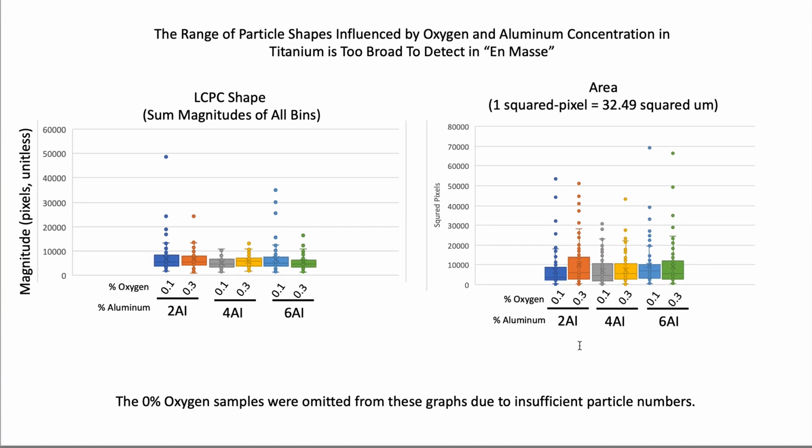Due to the wide range of particle sizes in every image, that is, each image has very small particles and very large particles, when you compare each of these images in terms of every single particle collectively, you can't see a difference, both in terms of the shape that we measure and in terms of the area that we measure. So we need a more refined approach. But before I go into that approach, I want to say that the 0% oxygen samples were omitted because there are too few particles in those images. If we had more fields of view, then we'd be able to do the same analysis.